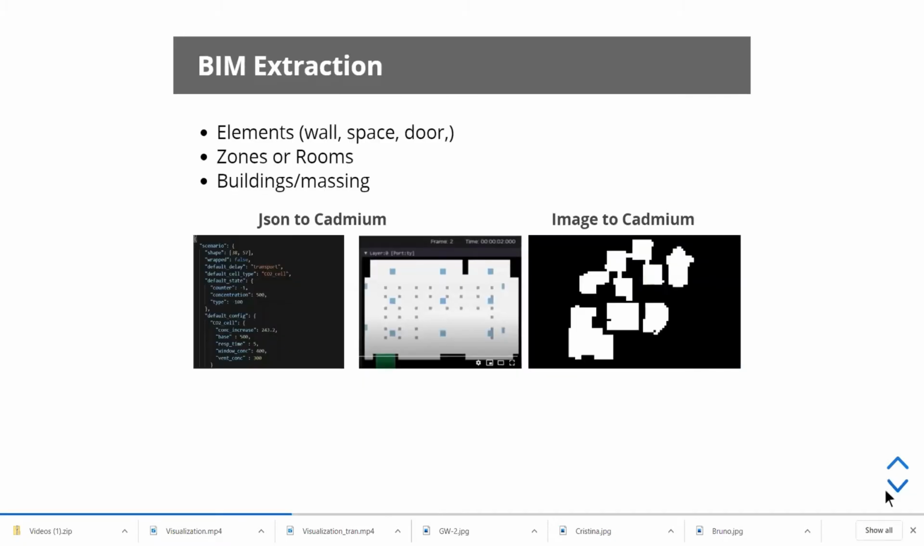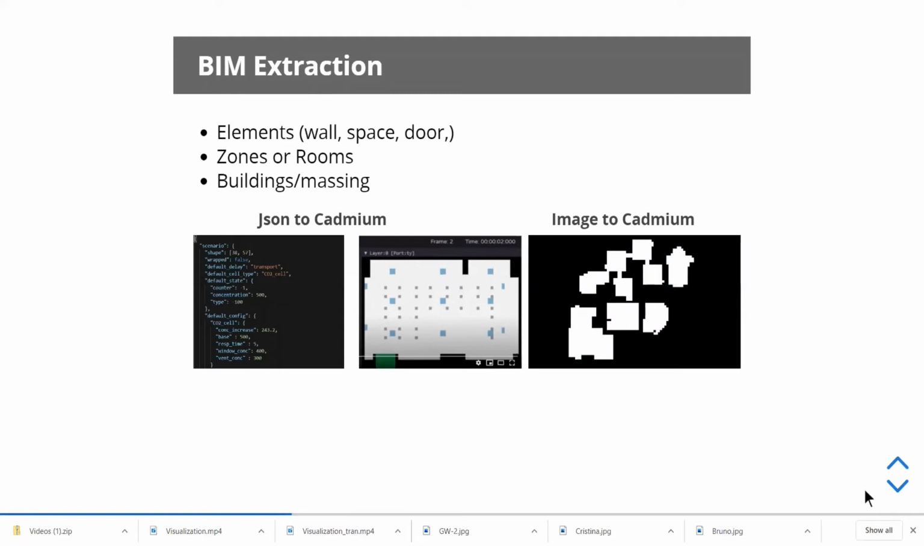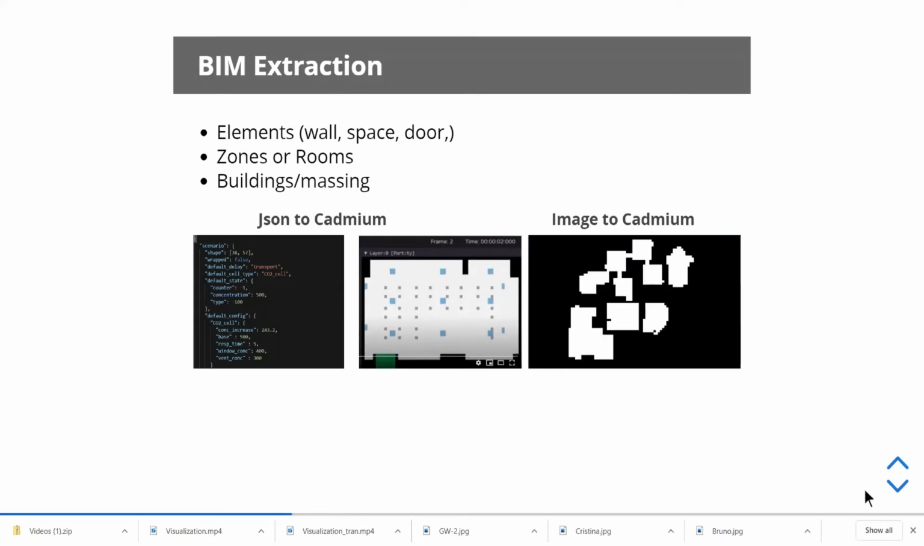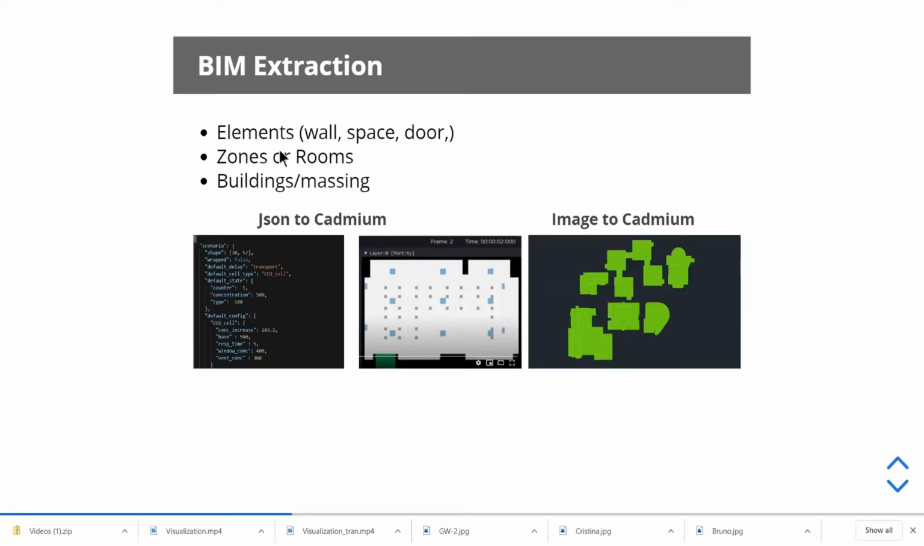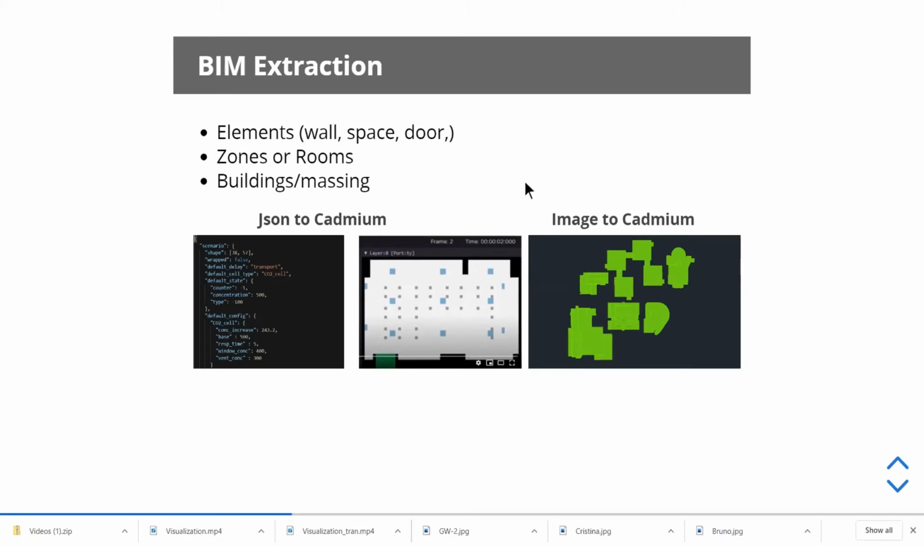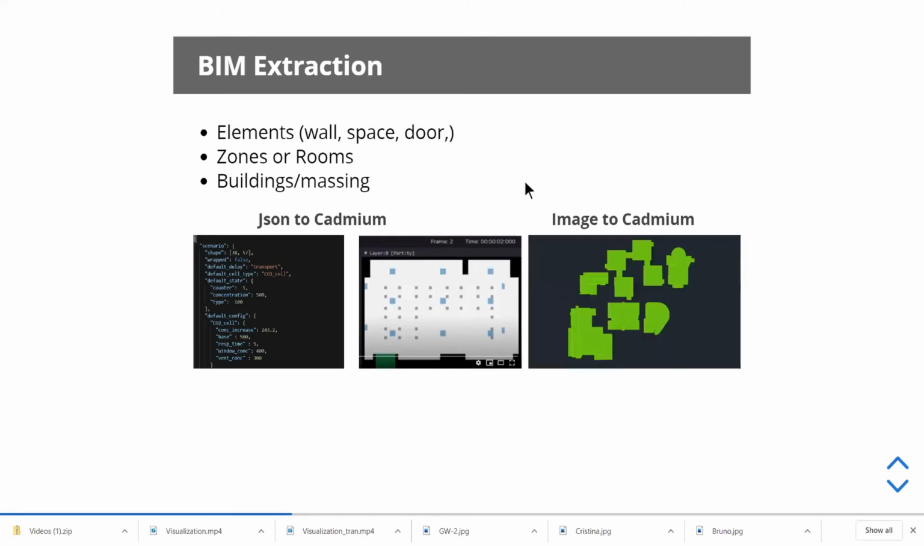And what was the current state of the model? Currently, Cadmium was using either text-based or image-based input to extract the data. So we would just send a screenshot of the plan and it would run the simulation based on it, but it was not taking exact locations or XYZ positions. So we wanted to figure out a way to extract the elements, walls, spaces, positions or zones, rooms, or even building massing, because, for example, pandemic models are run for a whole city. In that case, we don't need details of the building, but we want a larger scale. So these were the steps that we wanted to implement and try.